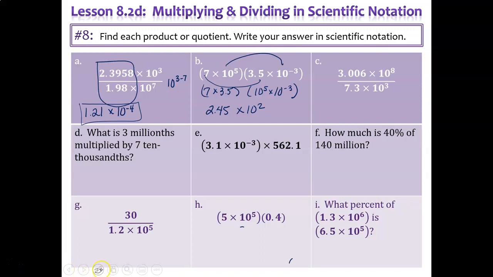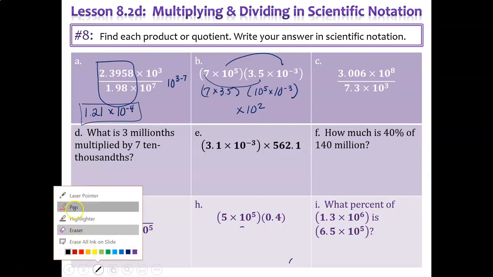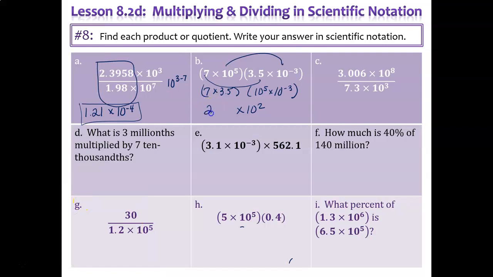Okay, so let me backtrack a second. I see a mistake that I made. This isn't 2 and 45/100ths. This is 24.5. So if you look at that, you have 24, the decimal point's right there, 24 and a half.